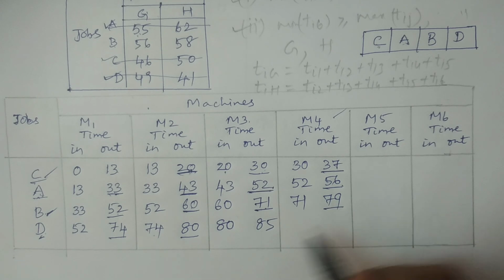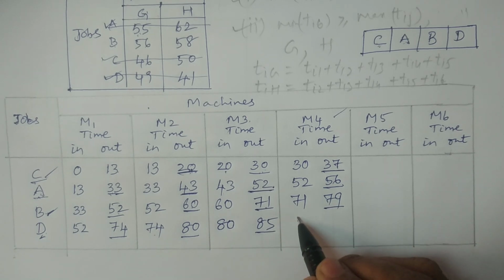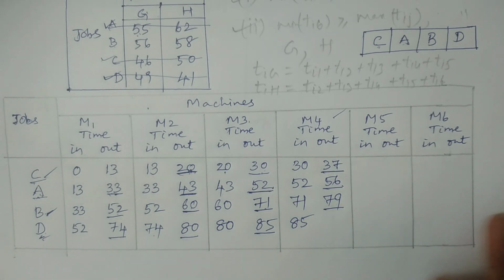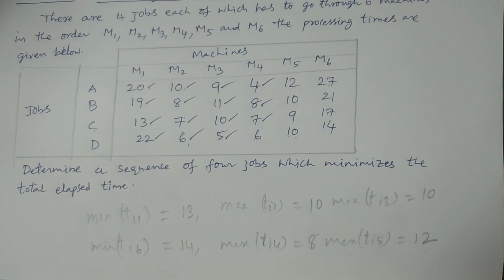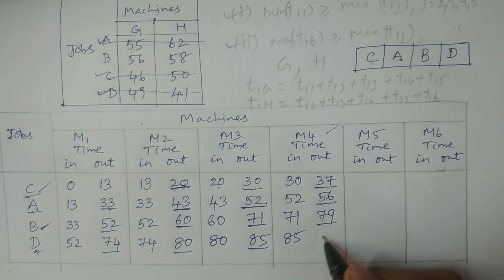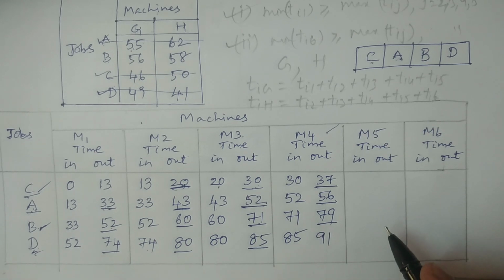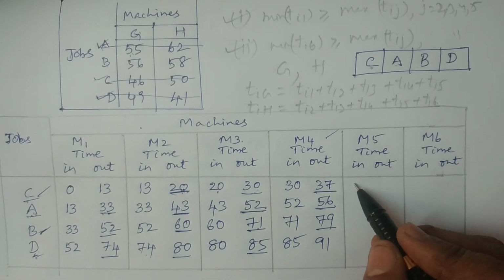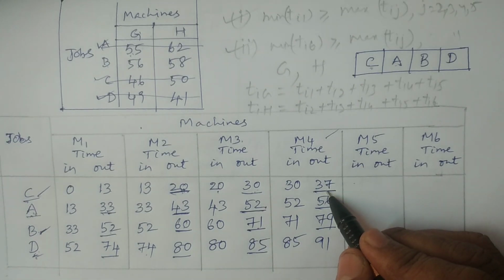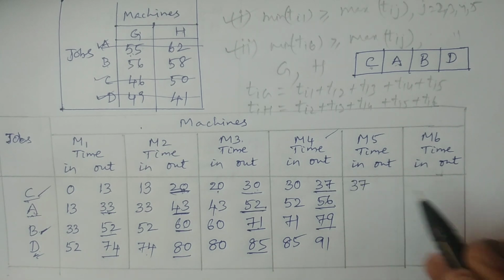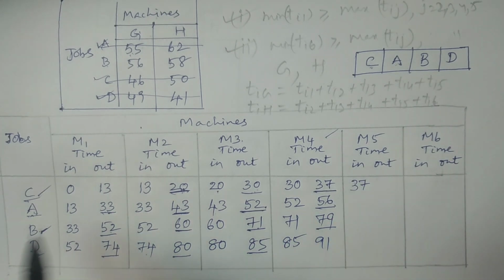Maximum of 79 and 85 is 85. 85 plus the processing time of job D on mission 4, which is 6. Clear? So 85 plus 6 is 91. Clear? Mission 4 finished. Next, mission 5. The time in for the first job is the time out of the first job on mission 4. It is 37. So 37 is the time in for the first job, that is job C.